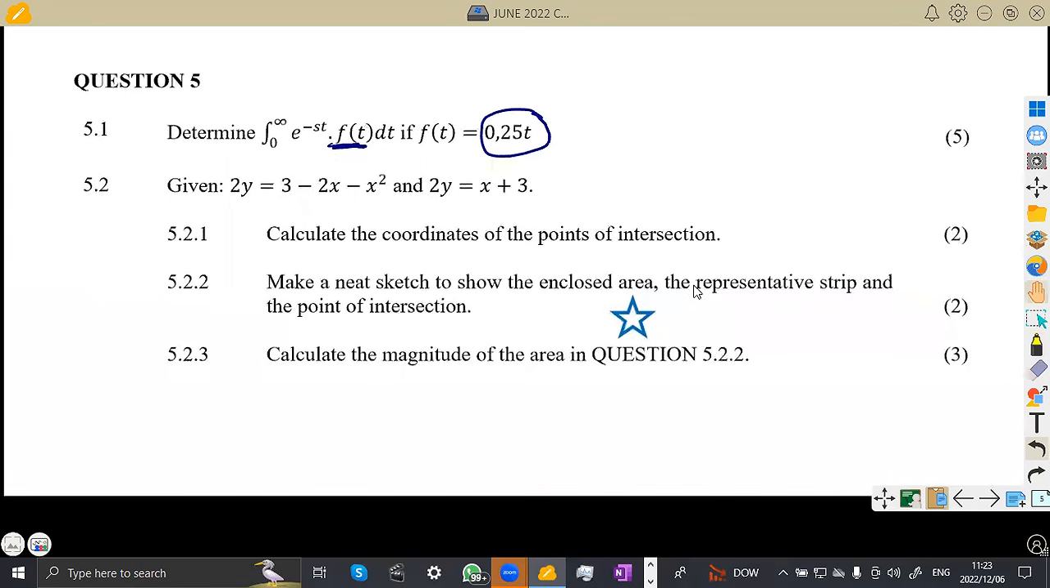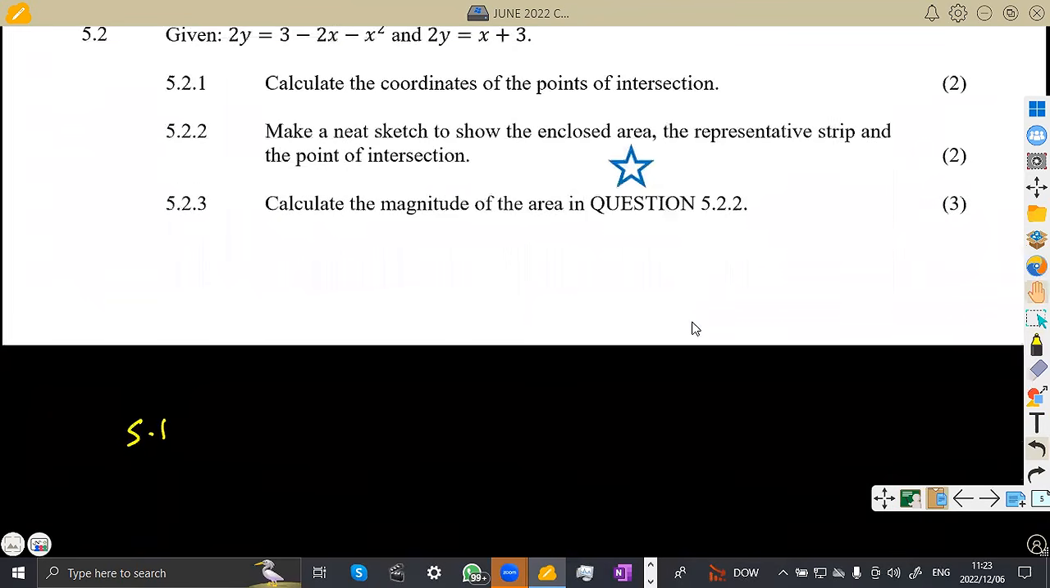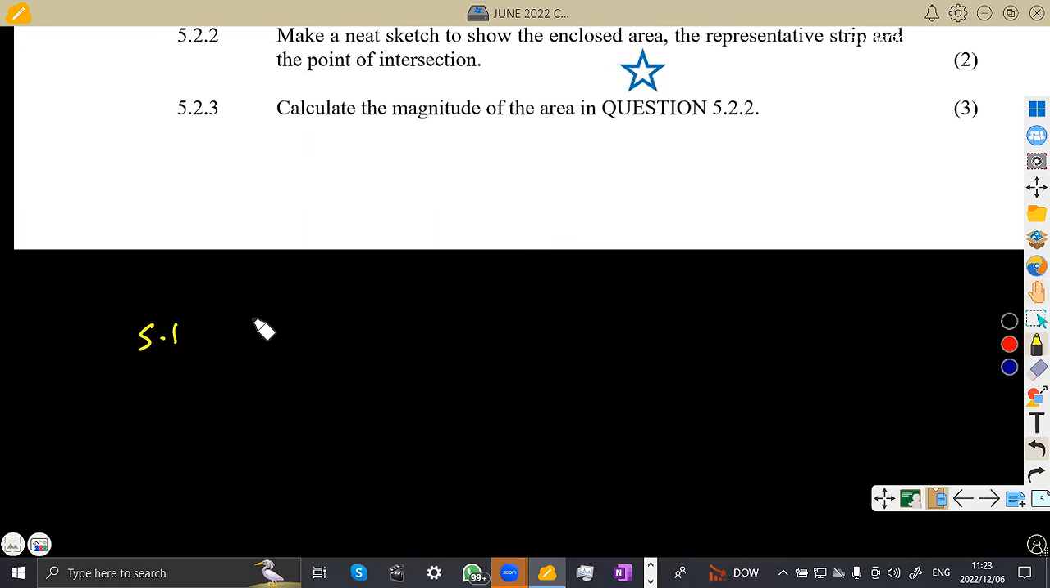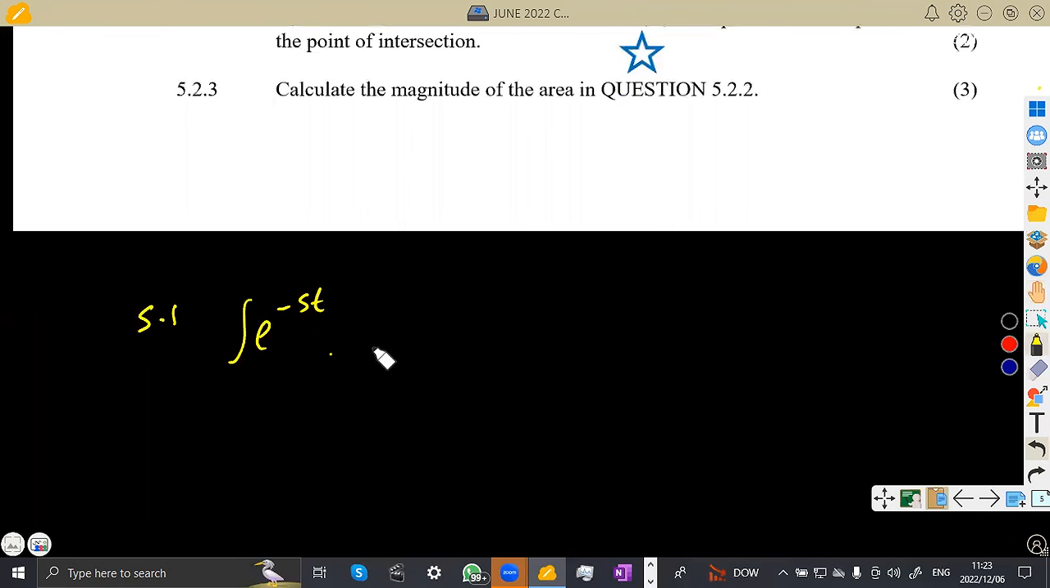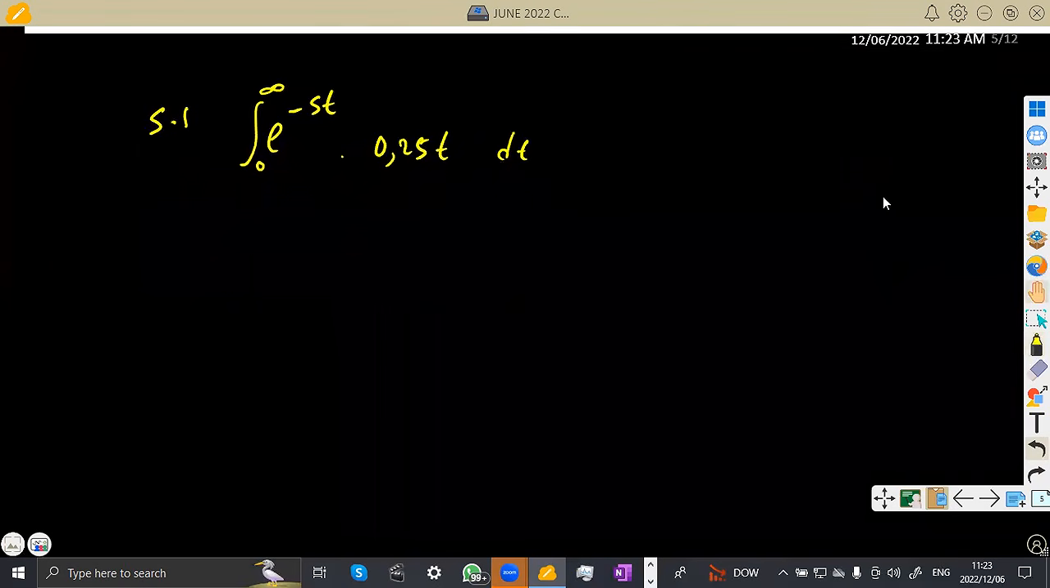I'm just going to write it here so that it can be easier for us. So this is 5.1. Sorry for that, guys, I thought I had indicated here. This is the integral of e to the exponent of minus st by f of t, and we are given that our f of t is 0.25t. So you're going to multiply by 0.25t with respect to t, from 0 to infinity. So that was the question that we are given to integrate.